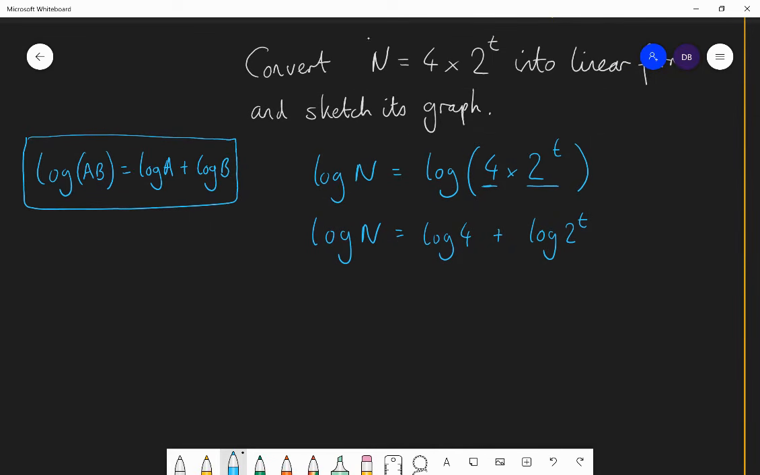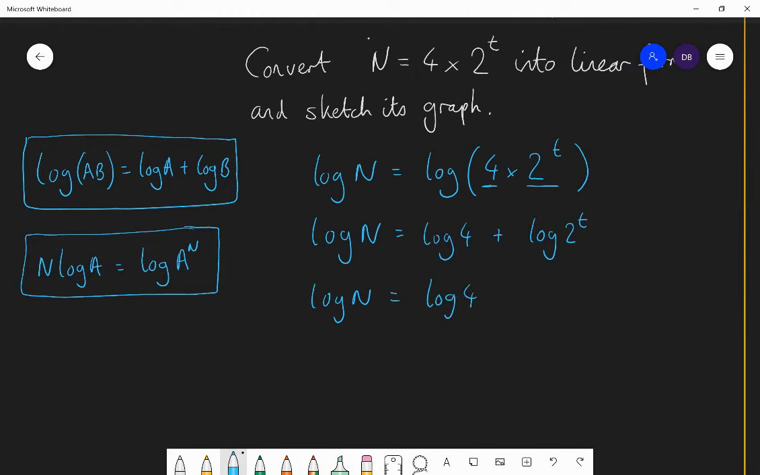Next, we're going to use the third log law, that n log a is the same as log of a to the power of n. So here we have log of 2 to the power of t, so we can rewrite that using that log law as t multiplied by log 2. Now, the great thing is that now we have this in linear form.